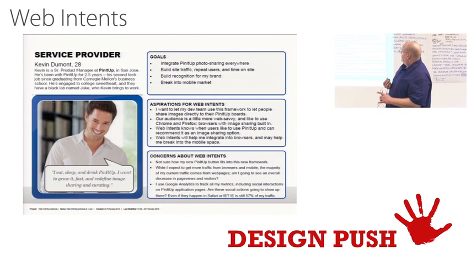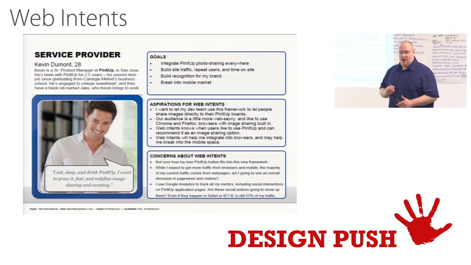So his goals are he wants to integrate it everywhere. He wants to build traffic, repeat users, time on site. He wants to build recognition for his brand, and he wants to eventually break into the mobile market, and that's important to him. So aspirations and concerns. So aspirations. He wants to let his dev team use this to help him grow, to let people share images directly to their boards. And he'd be really excited about being able to extend that functionality into, say, clients.